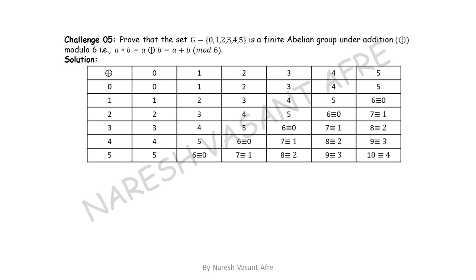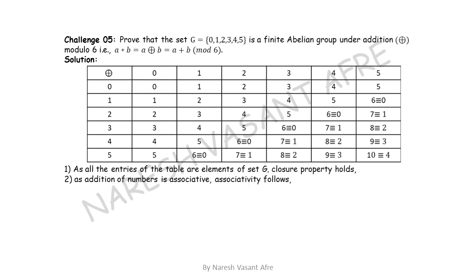Now if you observe, all the elements of this table are coming from G, so closure property holds. And also addition satisfies associativity, so this G comma star will satisfy associativity property. And the job of identity element is done by 0 because a plus 0 is a for all a in G. You can observe this with the table.